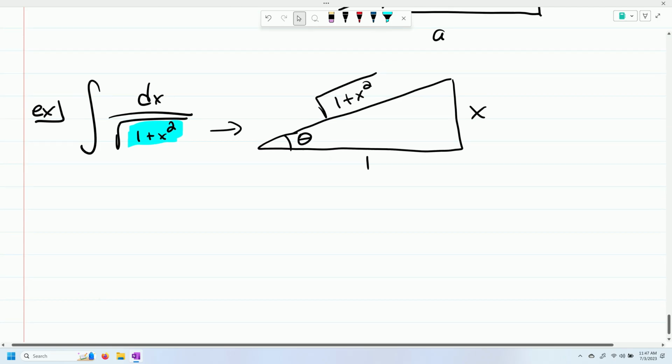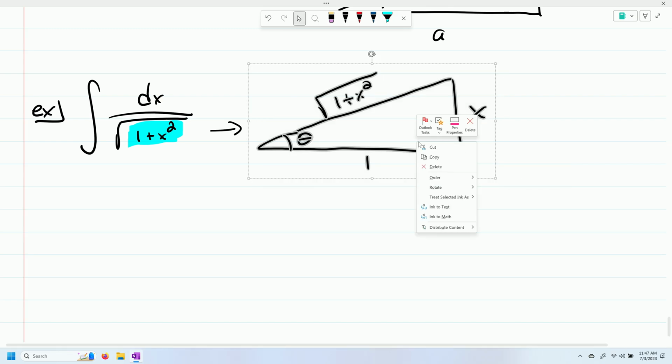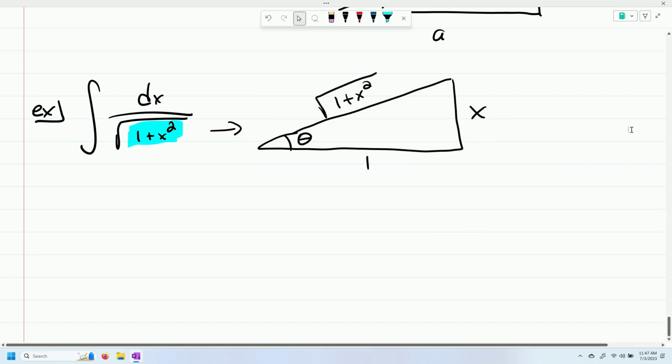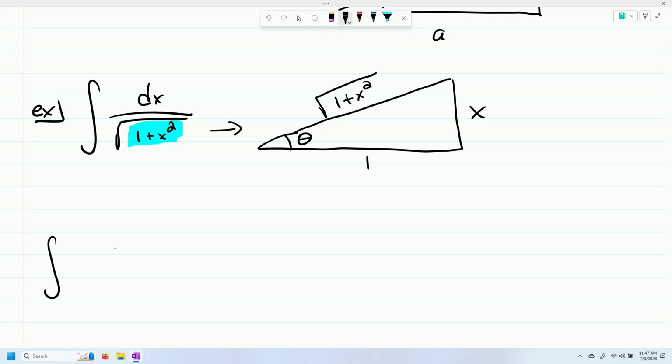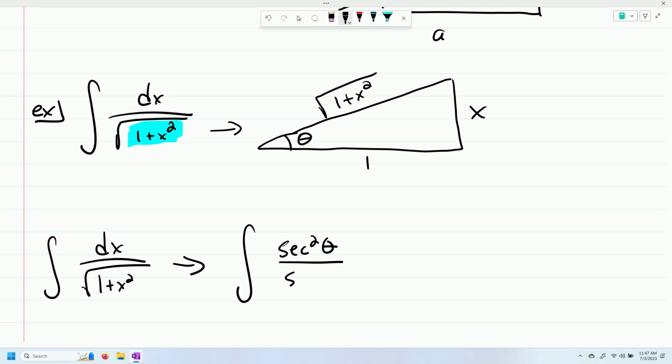In fact, you know what I'm going to do while I'm here? I'm just going to copy this because I know I'm going to need it later. So I might as well just copy it right now. Here we go. All right, perfect. So the integral of dx over the square root of 1 plus x squared is going to give us the integral of secant squared theta d theta over secant theta.